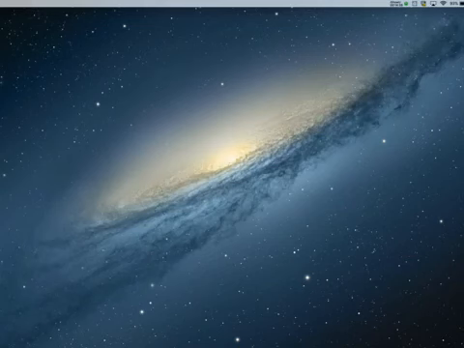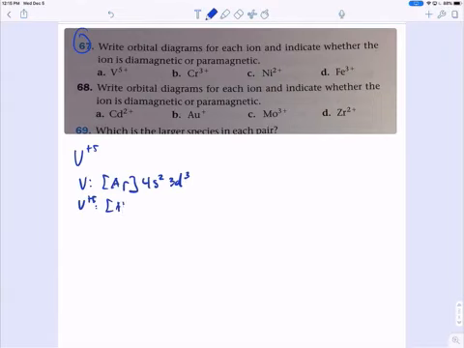Argon, 4s2, 3d3. Vanadium plus 5 is going to be argon, which is neon 3s2, 3p6. This is 3s, 3p: 1, 2, 3, 4, 5, 6. Since everything is paired up, this is diamagnetic.